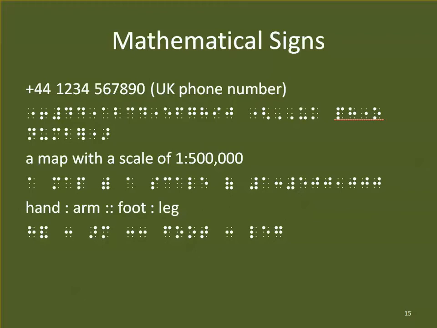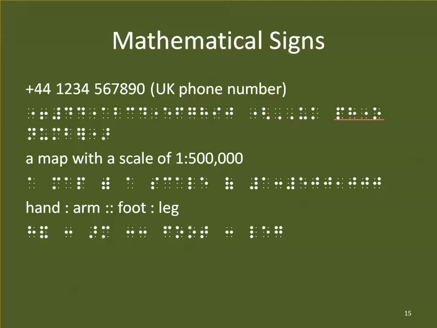More examples, say it's a phone number and we have an international sign with the plus sign for phone numbers there, and notice we're putting in numeric spaces with a dot 5. So that's one case where we might use a plus sign. Or if we have a map with a scale of 1 to 500,000, we're using the proportion sign, and that is not something that numeric mode carries through, so we have to start it up again for the 500,000 part of it.